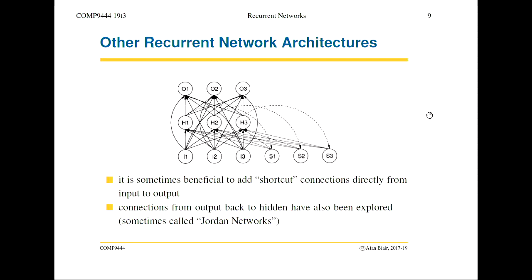Now, that's the sort of basic architecture. There are some variations on this theme. So sometimes it's useful to add in these shortcut connections that we saw in another context. So we could have shortcut connections that go directly from the inputs to the outputs. I haven't drawn it in this case, but sometimes the outputs from the previous time step are fed into the hidden layers. That's sometimes called a Jordan network, although that's less common these days.